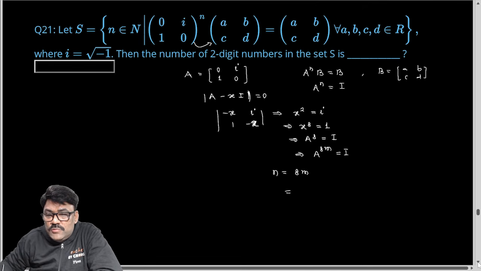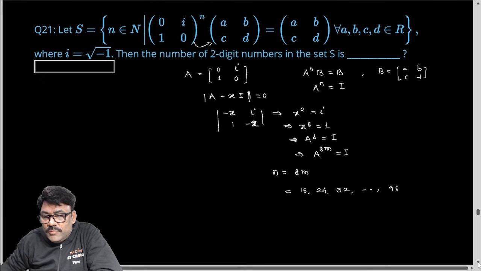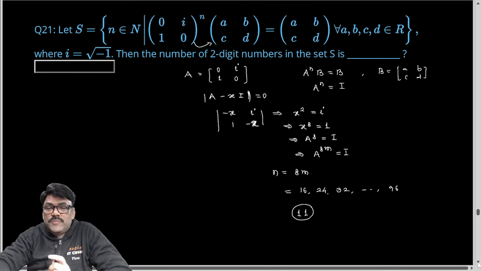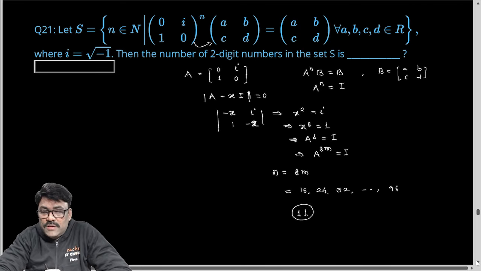And since n is a 2-digit number, that means n can be 16, 24, 8 into 2, 8 into 3, 32. Last will be 96. So how many possible values of n? There are total 11 possible values of n. Start from 8 into 2, 8 into 3, 8 into 4, up to 8 into 12. The total 11 possible values of n are there in the set S.